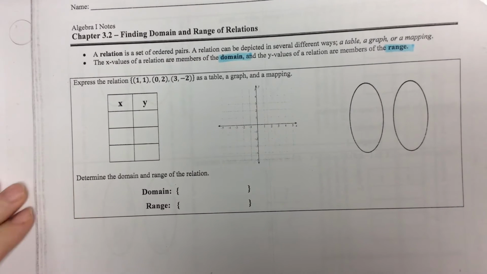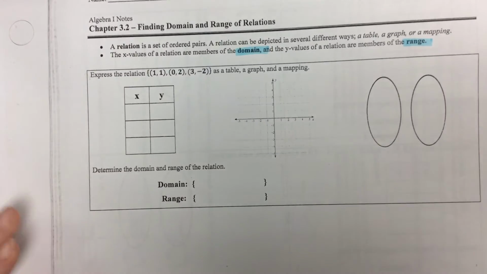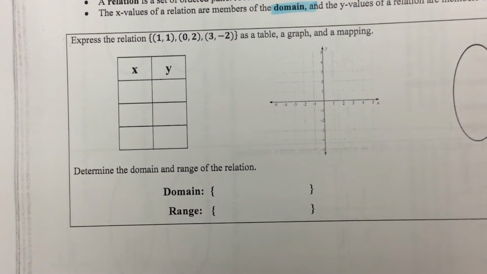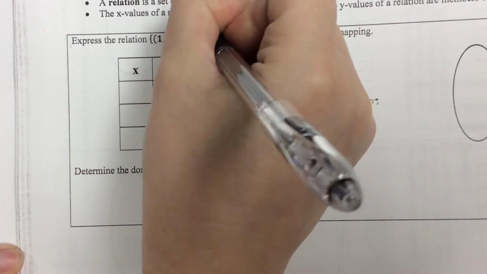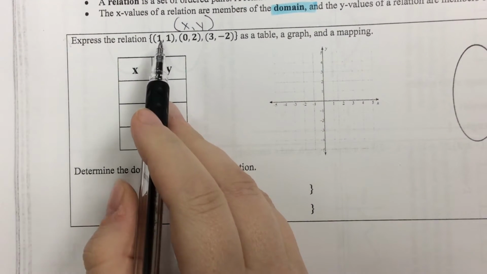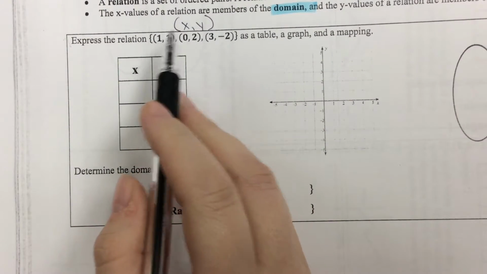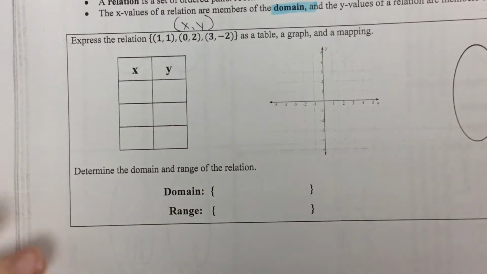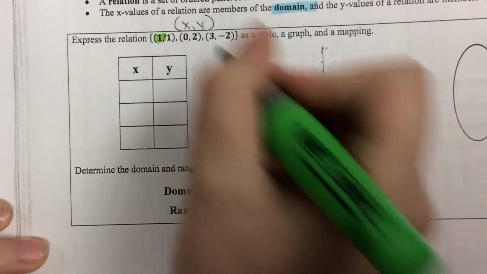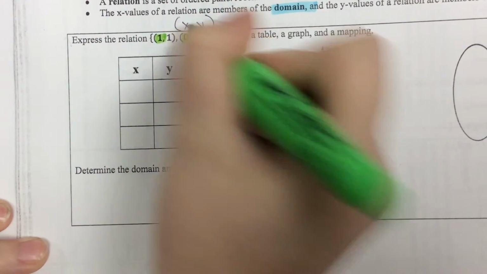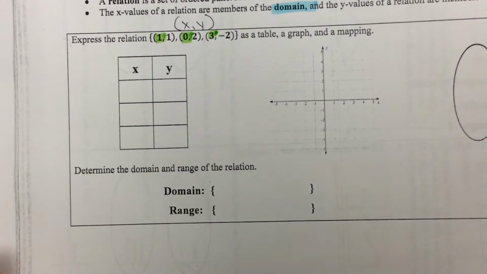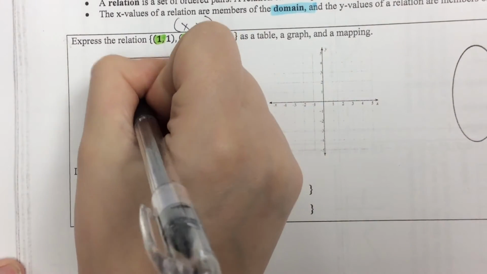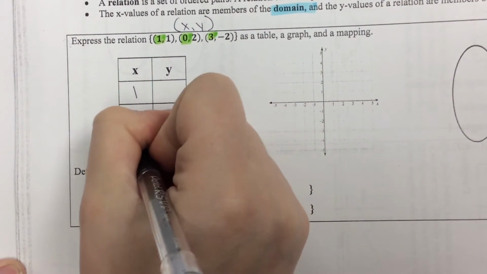All right, so let's just jump right into things. Let's first start off by putting these things in a table. Because we know that an ordered pair is written x, comma, y, we know that all of the first numbers in each ordered pair are going to represent my x's. In this ordered pair, the first one is an x. In this ordered pair, this 0 is an x. And in this ordered pair, that 3 will be your x. So we're going to put those things here in our table to represent them, 1, 0, and 3.